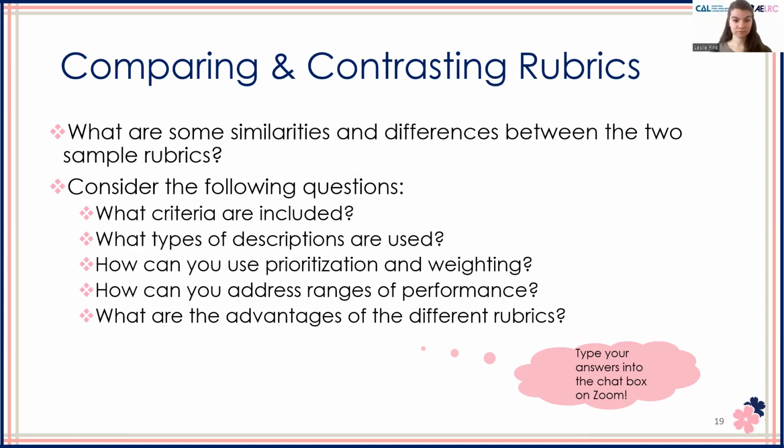You can think about the following questions: what criteria are included? What types of descriptors are used? How can you use prioritization and weighting? How can you address ranges of performance? And what are the advantages of different rubrics? And we'll also take a look at our own comparisons afterwards as well.